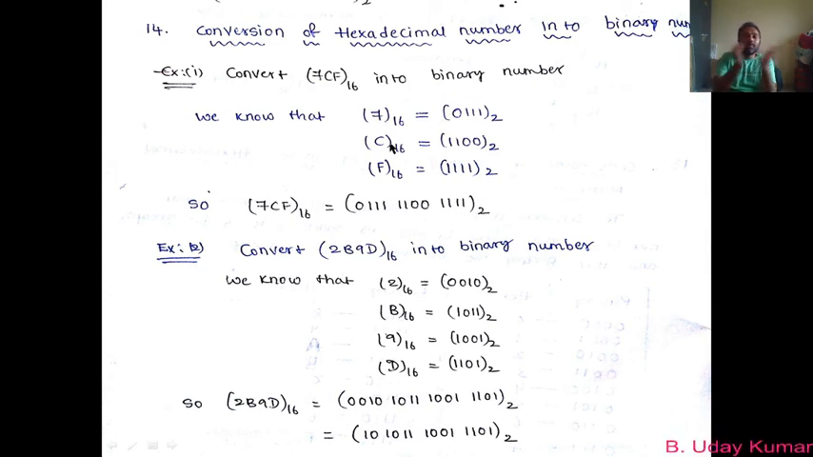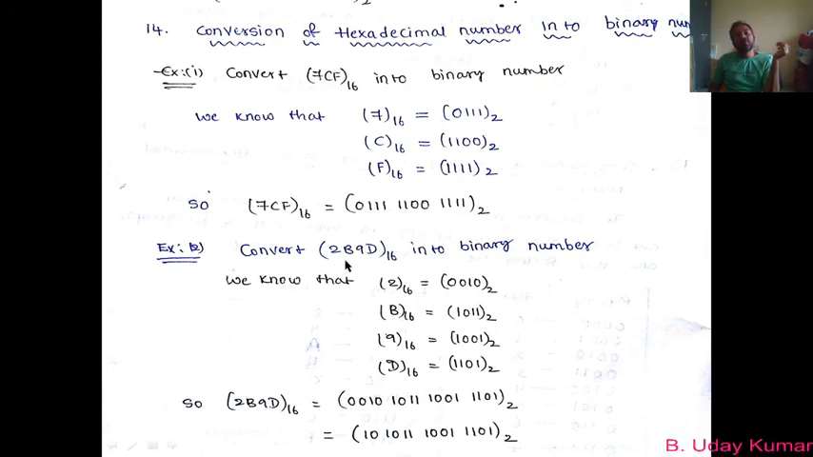So if you combine and write it, 7CF to the base 16 I can write as 0111, 1100, 1111 to the base 2. So this is how we convert a hexadecimal number into a binary number. Okay, that's it. It's not a big deal. It is very simple. You have to just remember the table that we have already written in the beginning, and from that table you have to just compare the binary and hexadecimal equivalents. That's all.